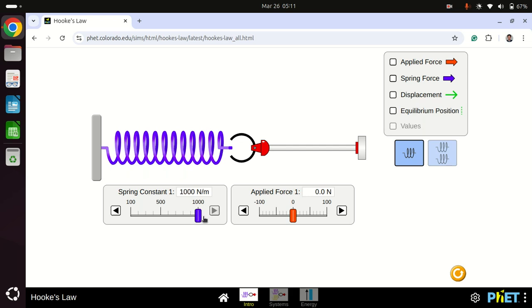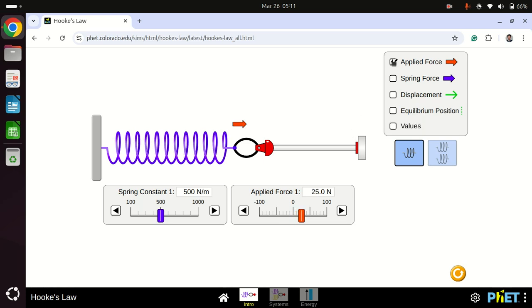But you can see the thickness is varying. At the lowest spring constant the diameter of that wire is lower, and as I increase this, the thickness is going to increase. So I will keep it at 500, and now I will start applying the force. You can look here at the applied force, spring force, and displacement. Because this is not oscillating, the spring force, that is the recoil force, and the applied force are equal and opposite, and you can see the equilibrium position, and you can also see the values.